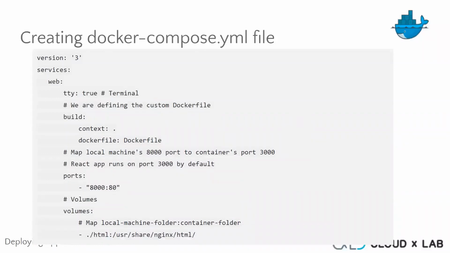Next, services. By writing this, we tell Docker Compose about the services in the project. Here, the service name is web. You can put the service name as you wish. Next, tty means terminal for the container. If true, we are enabling the terminal.